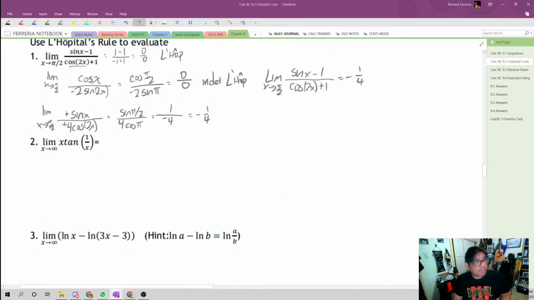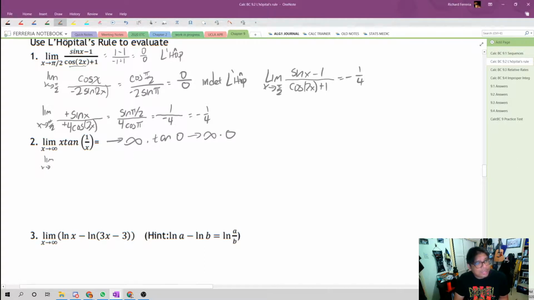The limit of x tangent 1 over x as x approaches infinity. Let's see what happens if I try to substitute, quote, substitute. We're going to get infinity for the x, and then the tangent of 0. Tangent of 0 is 0, so this is infinity multiplied by 0, which we don't like. That is one of the disguised indeterminate forms. So we're going to use a little bit of algebra to turn this into a classic indeterminate form.